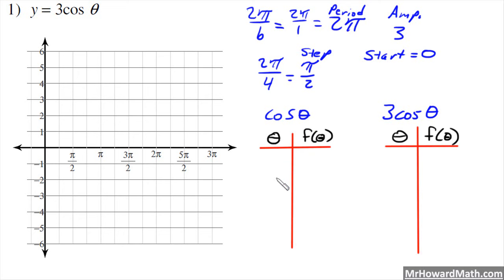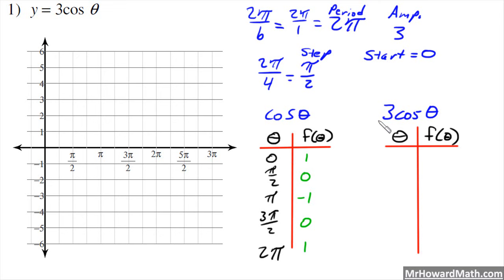So the parent function, you've got to have this memorized. Think of it as going 1 revolution around the unit circle. If we start at 0, then pi over 2, then pi, then 3 pi over 2, then 2 pi. And then our function values, it's the x coordinate on the unit circle for cosine theta. So it starts at 1, then 0, then -1, then 0, then positive 1. So there are the originals.